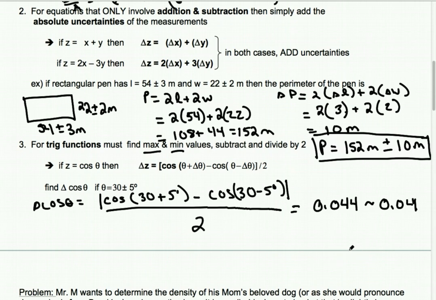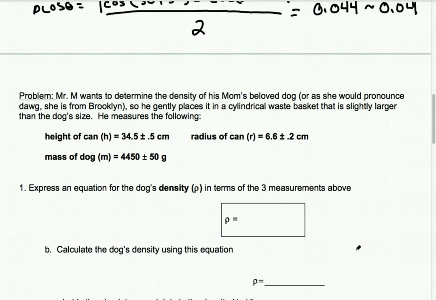All right, so let's set up the next example here, and actually you're going to finish this for the rest of your homework, and then we're going to compare answers in class. So my mom has a dog, Ginger, and yes, she is from Brooklyn, so it's pronounced dog. So I want to know what is the density of Ginger.